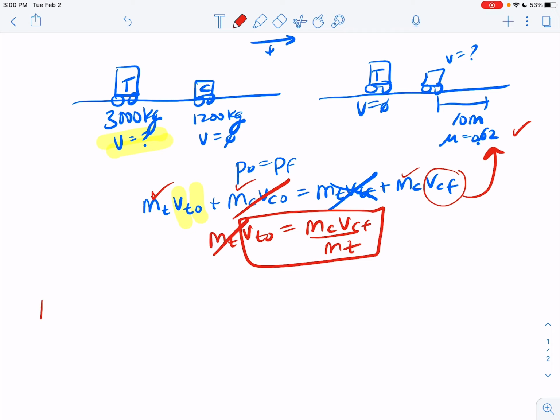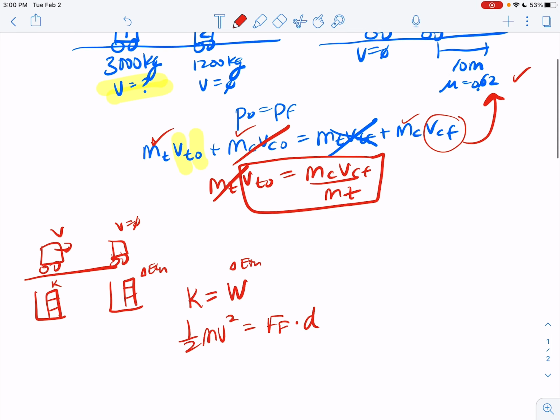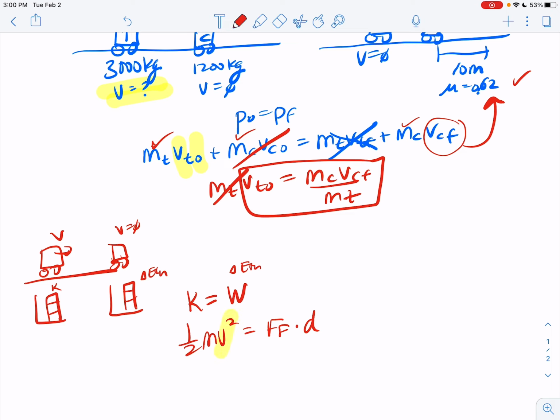So if you really want to think of it, you have your car moving, and then you have your car stopped. So you're going to have some kinetic energy to start with, turning into some thermal energy, or work done by friction. So K is going to equal either the work done by friction, or you can call that E therm, whatever you want. That's going to be 1/2 mv squared equals the force of friction times the distance. Let's see if we have enough to solve for this V, and I think we probably will.